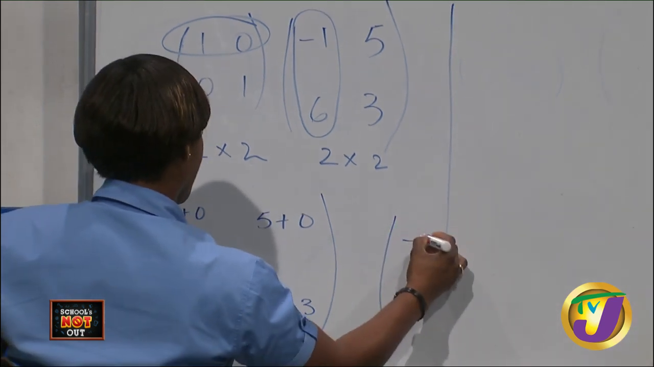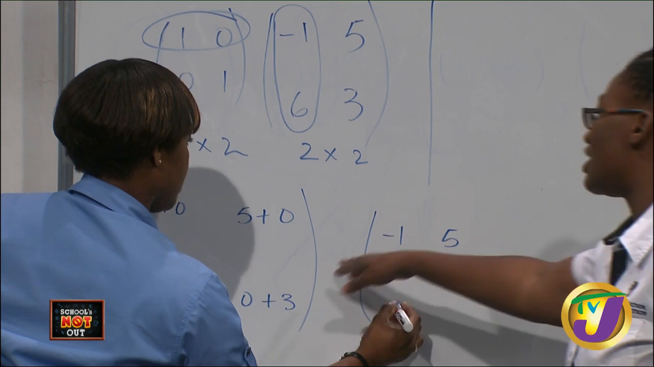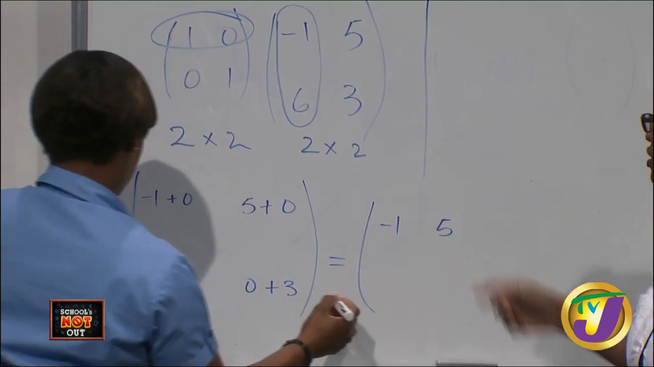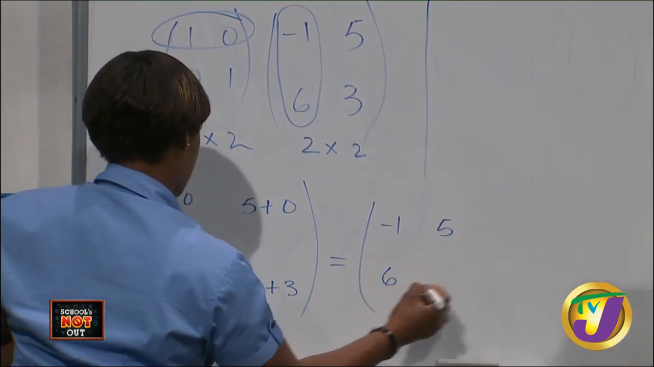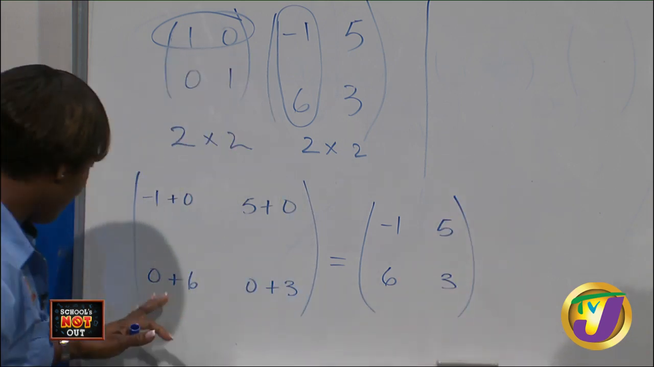Give me that resulting matrix. We would have -1, 5, 6, and 3. I think you're missing an equal sign since we're putting the results. Am I right? Yes, you are.